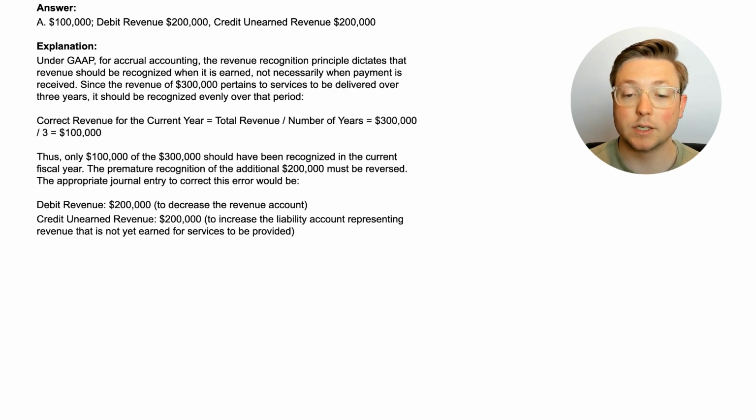The premature recognition of the additional $200,000 must be reversed, and so that's why we have that appropriate journal entry of debiting revenue to decrease it by $200,000 and crediting unearned revenue to increase the liability account representing revenue that is not yet earned for services to be provided. So again, that is technically an adjustment on the income statement and on the balance sheet, and you'll see that happens a lot of the time.